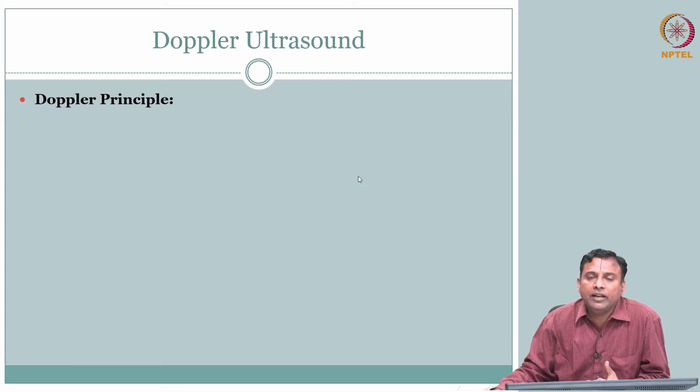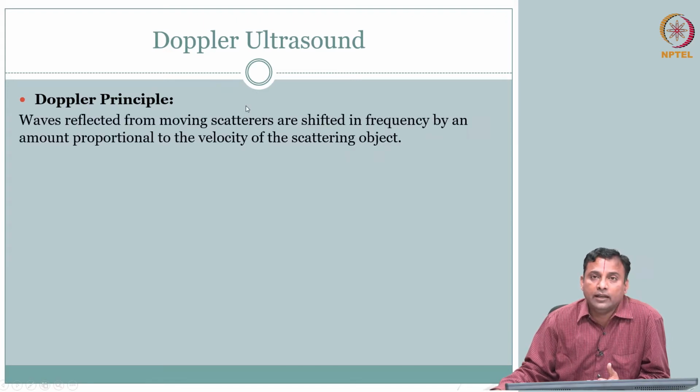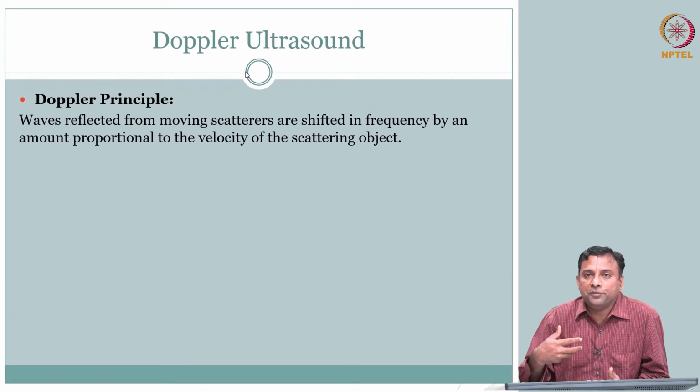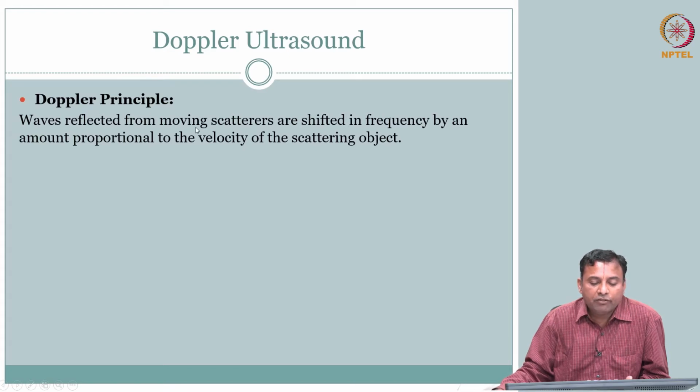So the same principle, when applied to an ultrasound signal, not a sound signal, is not a big deal, only the frequency range is different. That aspect is called Doppler ultrasound, which is exploited mostly for moving objects. What are the moving objects? Mostly it is blood. So waves reflected from moving scatterers are shifted in frequency, and the more important thing is that the amount of shift is proportional to the velocity of the scattering object.